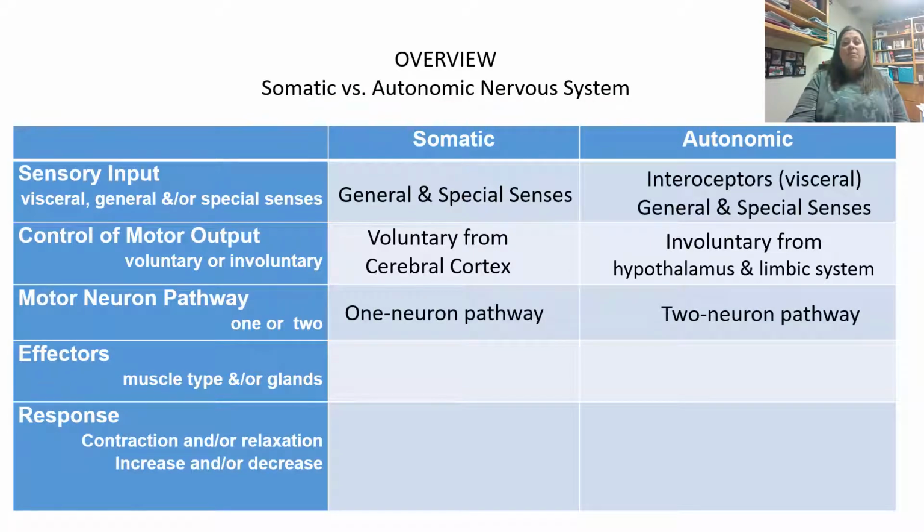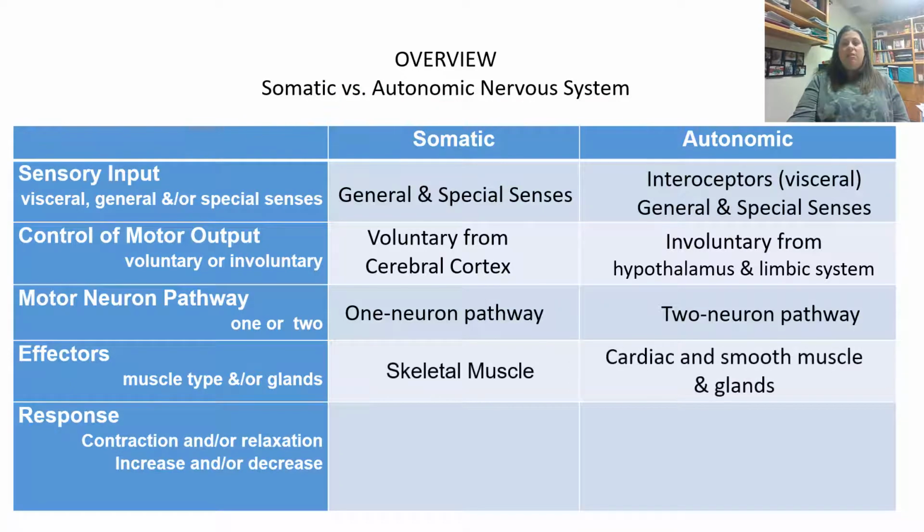The somatic system is a one-way path, but the autonomic is a two-way pathway. We're talking about the whole idea of the neuron. There's one neuron in the somatic, but there are two neurons in the autonomic, the presynaptic neuron and the postsynaptic neuron. The effectors for the somatic nervous system are skeletal muscles. For the autonomic, they're cardiac muscle, smooth muscles, and glands.